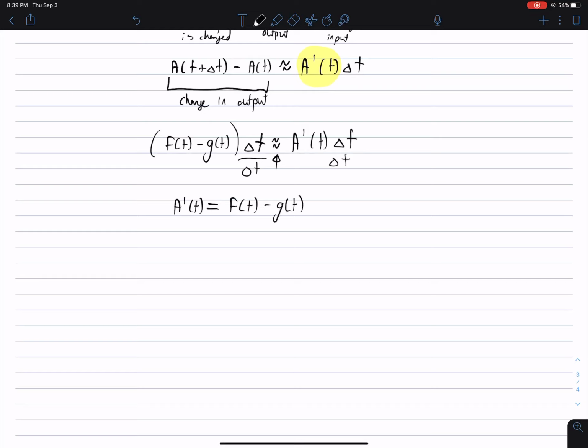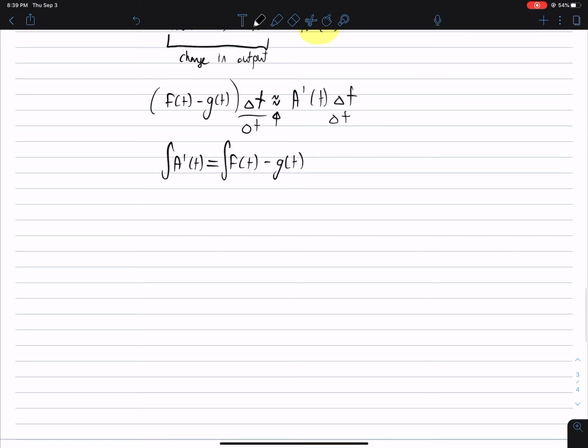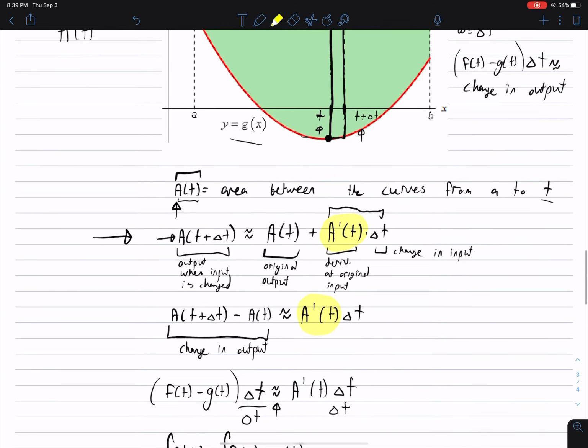And now if we want to find the area function, we just integrate both sides, right? So then the integral of a derivative is just the original function. So that's A of t. And then it's going to be equal to the integral of f of t minus g of t. Right? So that's how you find it. This integral gives us the area. That's what we were looking for.